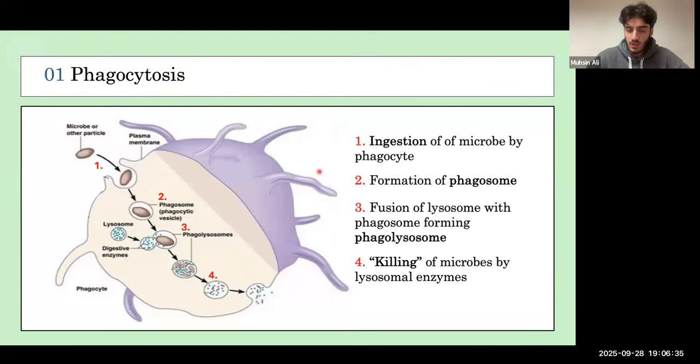So again, just to quickly recap this, you have the ingestion, then you have the formation of a phagosome, and then you have the fusion of the phagosome with the lysosome to form your phagolysosome, and then lastly, you have the killing or the digestion of the microbe by the lysosomal enzyme that has just fused with the phagosome.